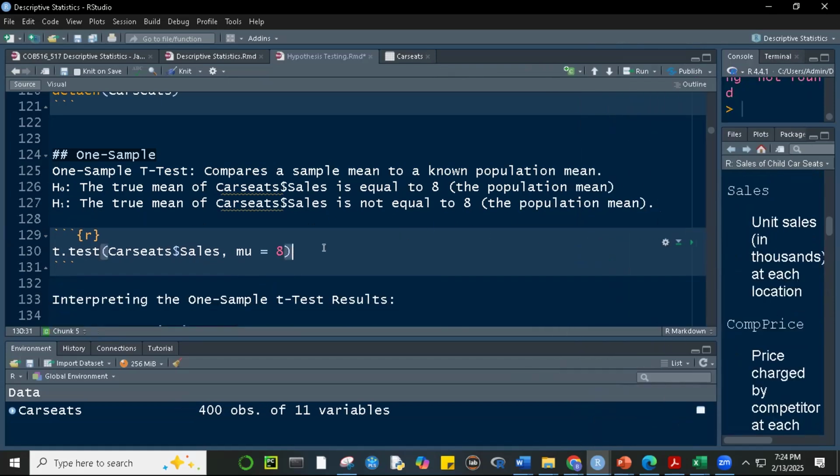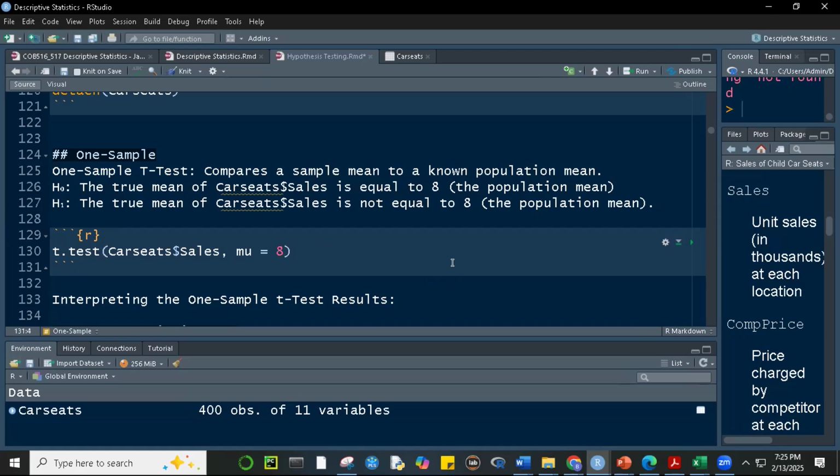Okay, so let's suppose that we know the population mean. It could be that there's an industry association and all of them contribute their sales data, and the industry association comes up with an average. Let's say that the average is 8, and we'd like to see if our company's car seats are at par with the industry average.